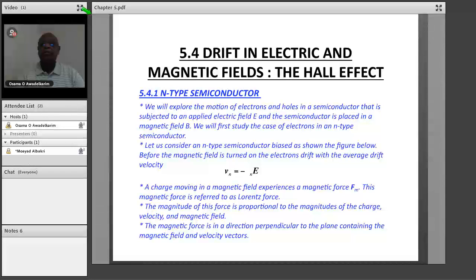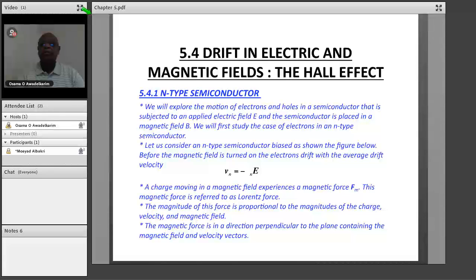We continue with the material we started in the first part. In the first part, we were looking at drift. That is, if you have an electric field and you have a charge in the electric field, then we discussed how this charge moves in the electric field. Then we extrapolated that and looked at a semiconductor piece where we have a concentration of free carriers.